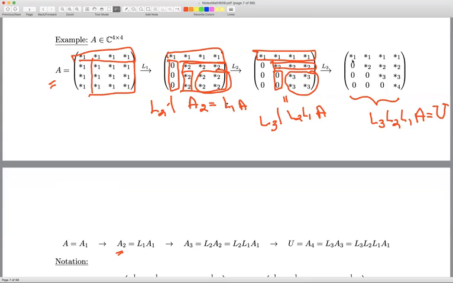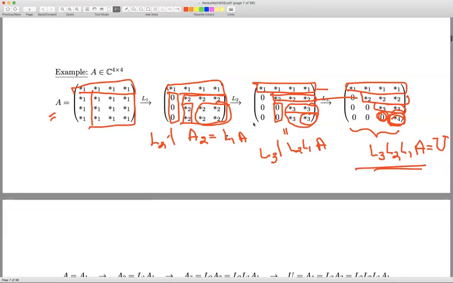After this multiplication, we will have the first row unchanged. The second row is unchanged from the previous step. This row here is unchanged from the previous step. Everything below the diagonal in the third column will be equal to 0. And then the only thing that will be changed will be this term here from the previous step. So now let's come back.